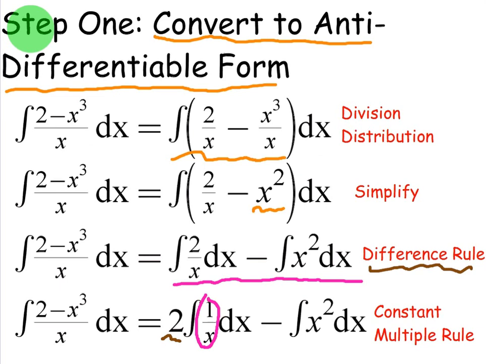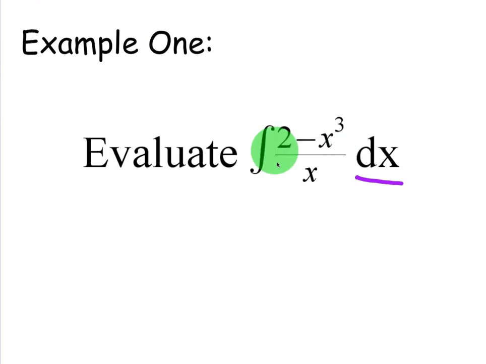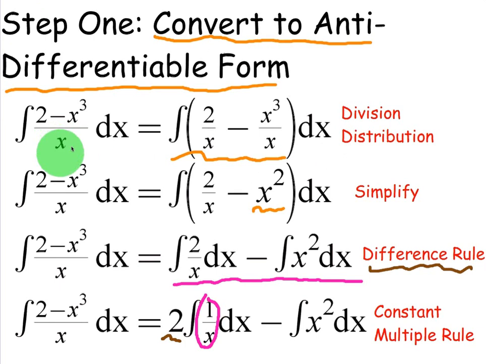I'm going to go over 4 simple steps with you for these antiderivatives. The first step is to convert to antidifferentiable form. If you just try to take the antiderivative without simplifying this, it's not going to work out too well. But since there's just one term in the bottom, we can divide both of these terms on top by that x on the bottom. That will simplify to 2 over x minus x squared. Now the term on the left is looking more like 1 over x, so we can pull this 2 out front. It will be 2 times the antiderivative of 1 over x dx.